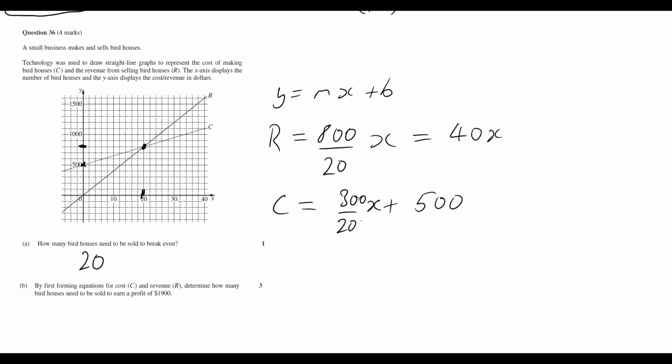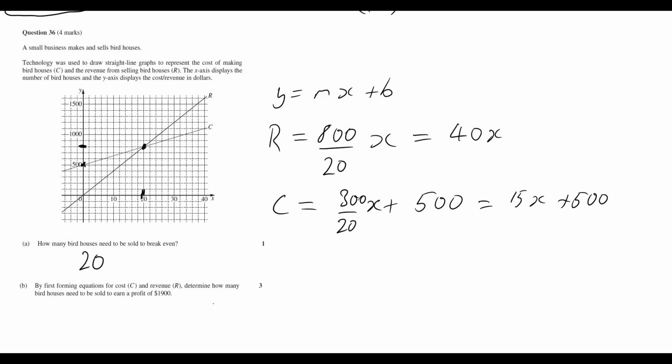And that's our equation for C, the cost. And again, we can simplify that, so 300 divided by 20 gives us 15. And therefore we have our cost formula as 15x plus 500. So now we have created the equations for the cost C and revenue R.